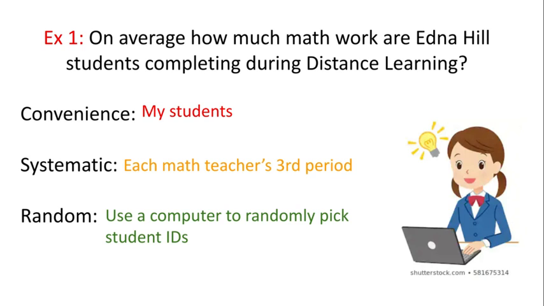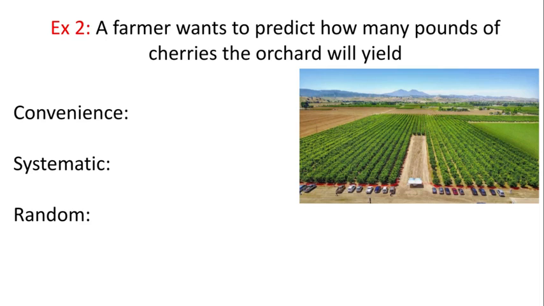Let's do another example. Example 2. A farmer wants to predict how many pounds of cherries the orchard will yield. So again, I'm going to give you an example of what a convenience sample would be, a systematic, and a random. For convenience, he could look at the first row of trees and see how many cherries that first row gives him, and then make a prediction for the whole orchard.